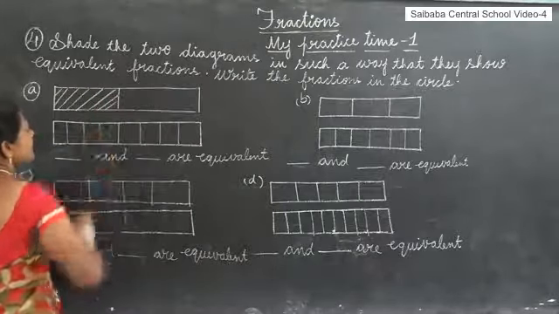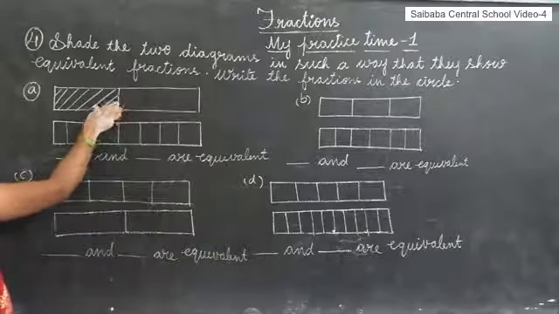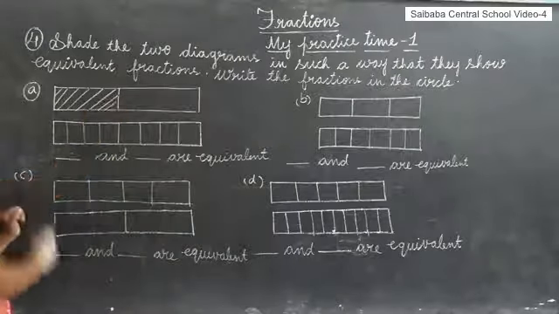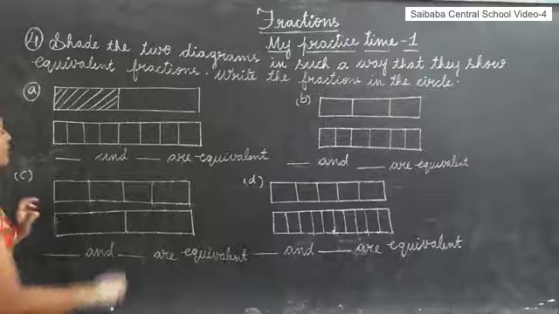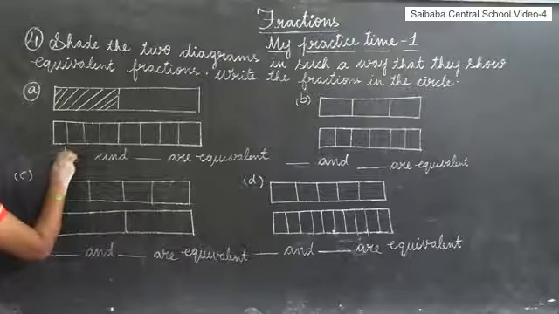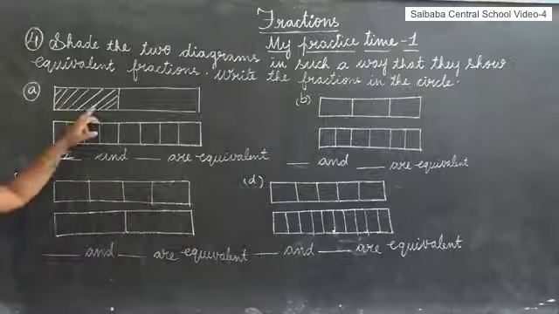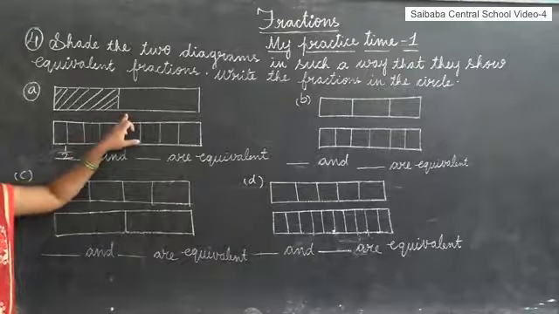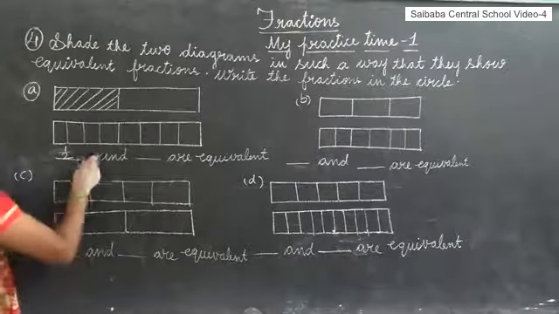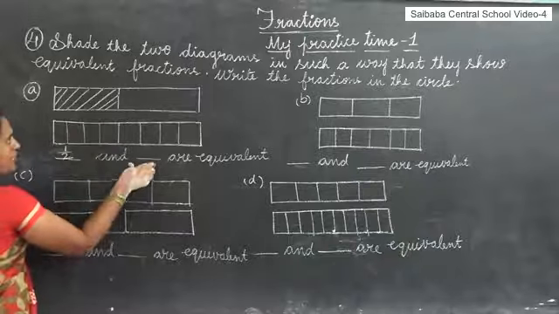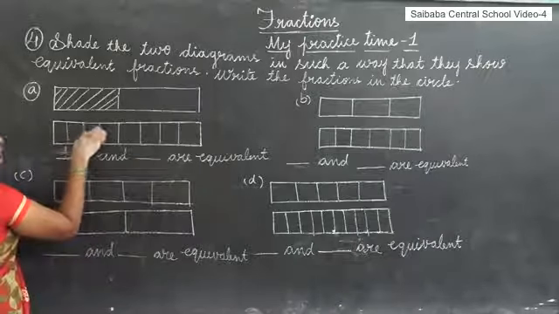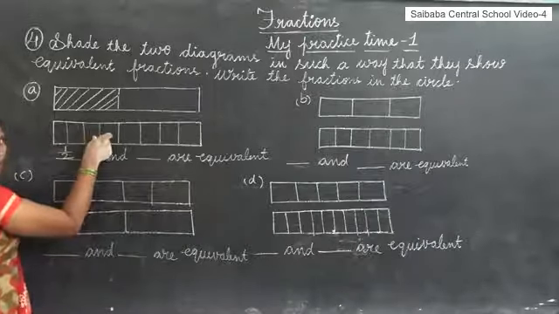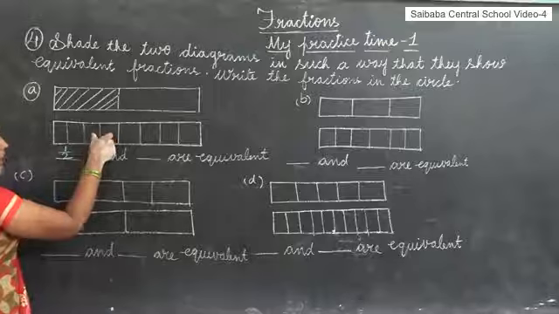now what is the fraction of this part? What is the fraction of the shaded part? Good. 1 by 2. Now, for making an equivalent fraction, how many parts do we have to shade in this whole?